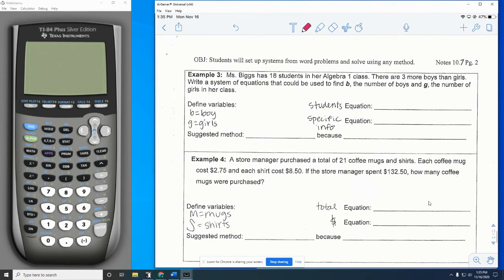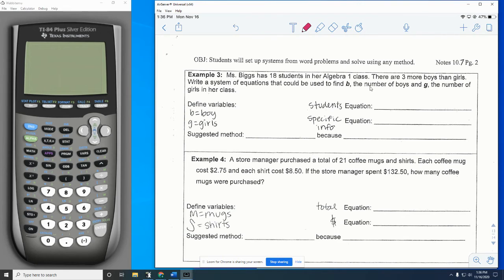Okay, and then these, again, we aren't necessarily solving. We're just setting them up. So Miss Biggs has 18 students in her Algebra 1 class. So the amount of students is not a variable because we know there's 18. There are 3 more boys than girls. Write a system that could be used to find B, the number of boys, and G, the number of girls. So here are our variables, the things we don't know. Boys and girls, that's how they are defined right there because it tells you how to set it up.